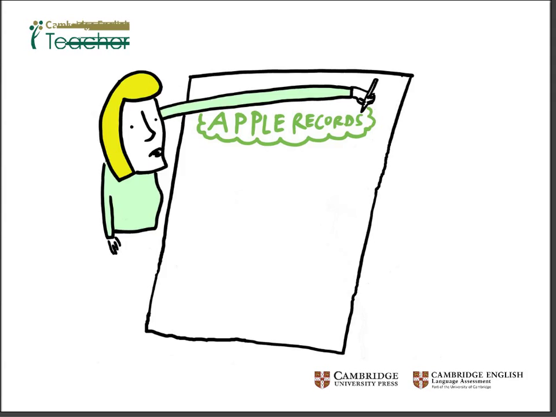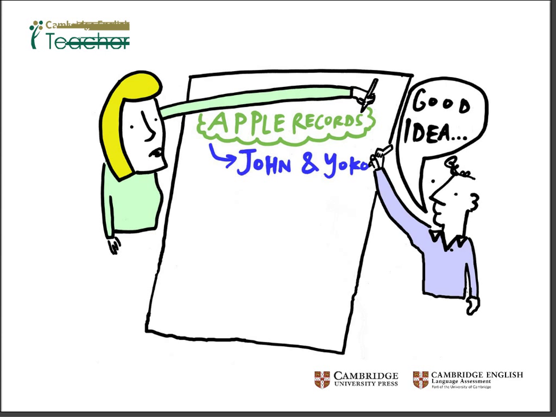And here we can see that one person from his group has connected the idea of the apple with Apple Records. Apple Records is a record company that the famous British rock group the Beatles set up. And we can see that the other members of the group are responding to this idea. Good idea. And so we can see that this chap writes down John and Yoko. John Lennon was the lead singer in the Beatles, also the guitarist, and Yoko Ono, a well-known conceptual artist in her own right, was his wife.